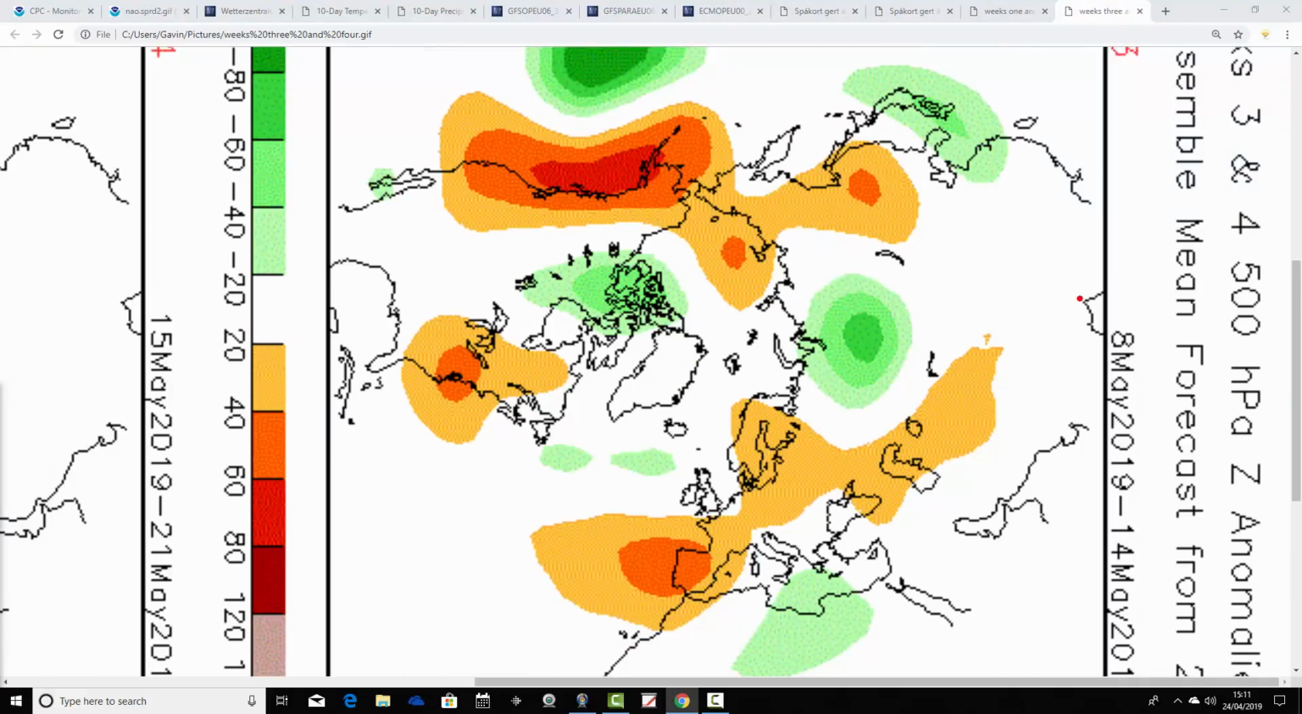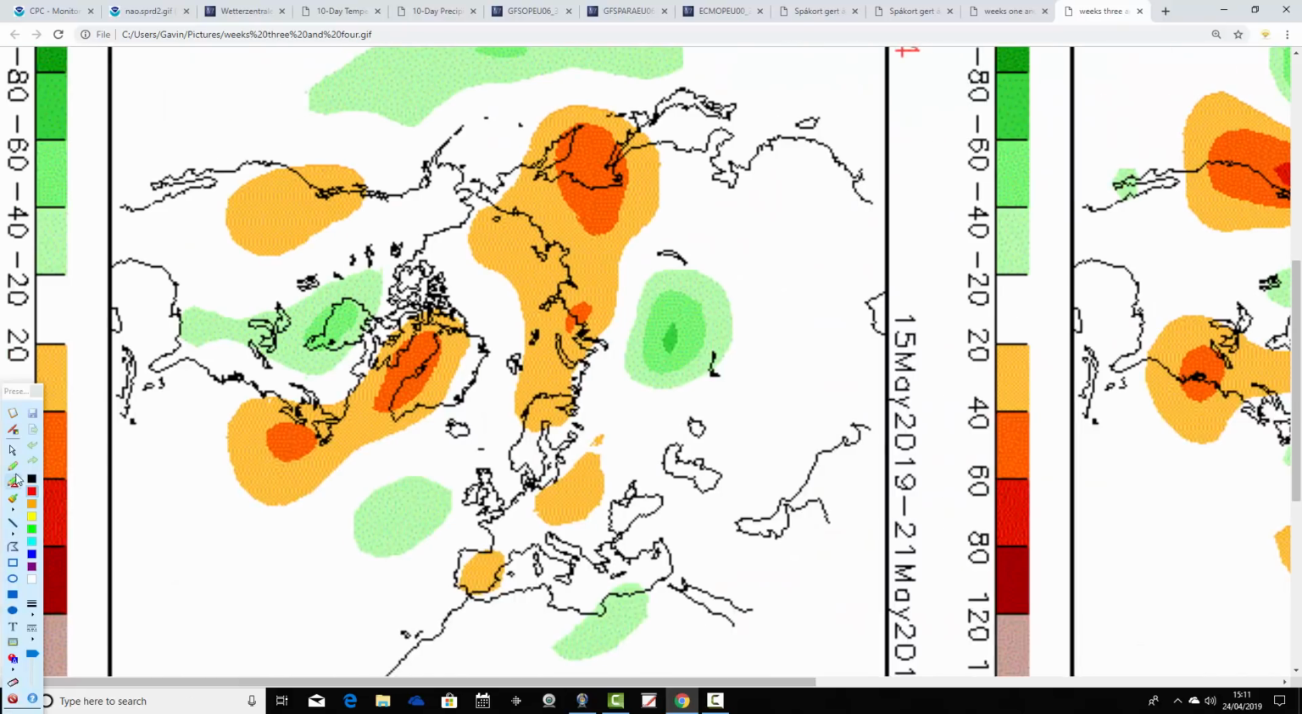Week 3 is the 8th to the 14th of May. Again, below average heights out to the northwest of us, above average heights across Spain and Portugal, bringing in a westerly flow. So, again, probably quite unsettled for the north and west, drier to the south, and temperatures probably quite mild.